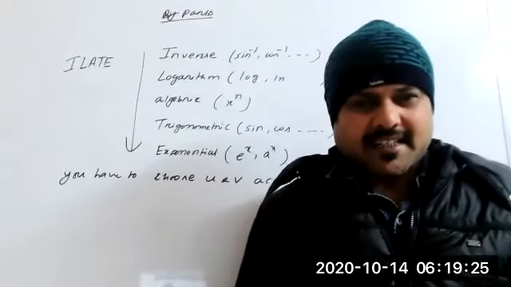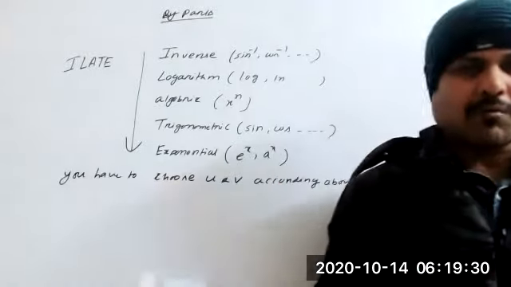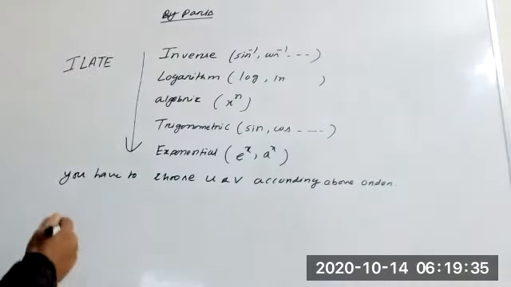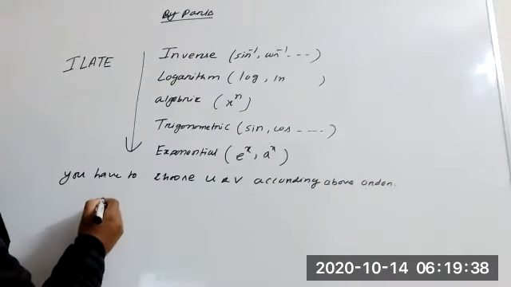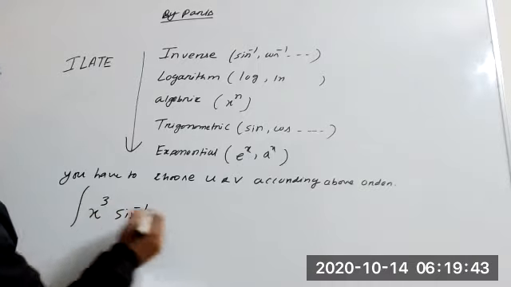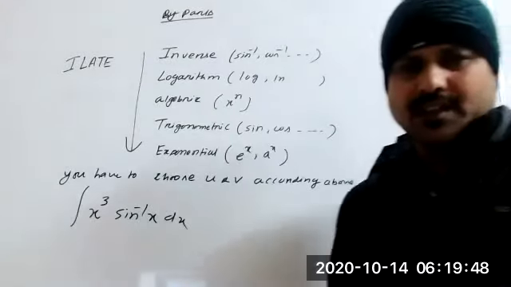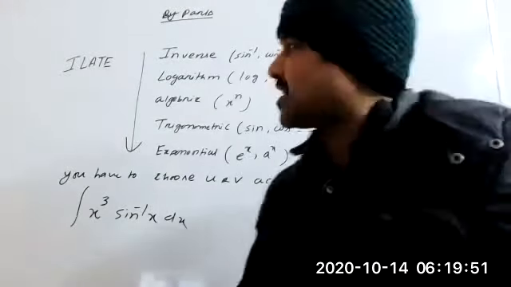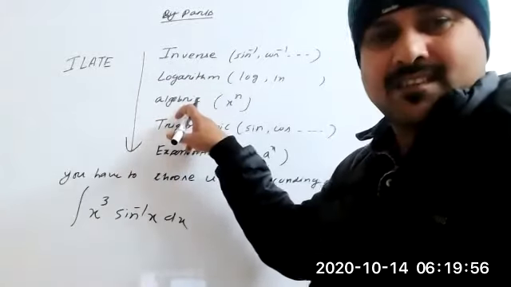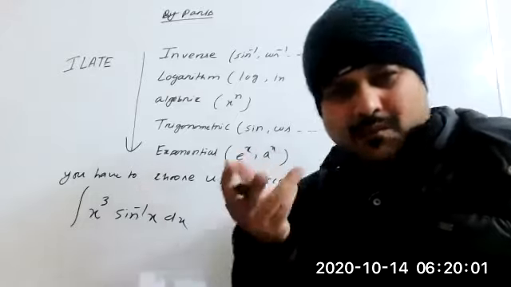Use ILATE to choose the positions, which one is u and which one is v. For example, suppose you are given x to the 3 sin inverse x. This should not be the correct order. The correct order is first inverse, then algebraic. Here it is first algebraic, then inverse. So we have to swap it.